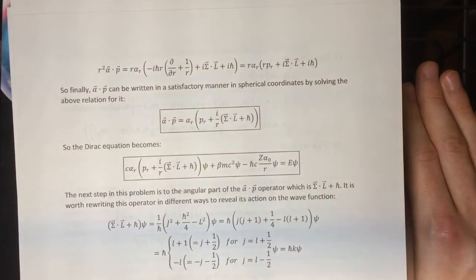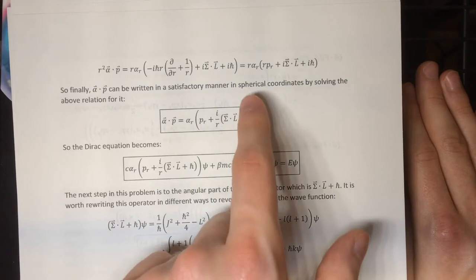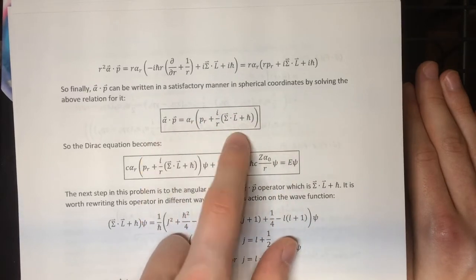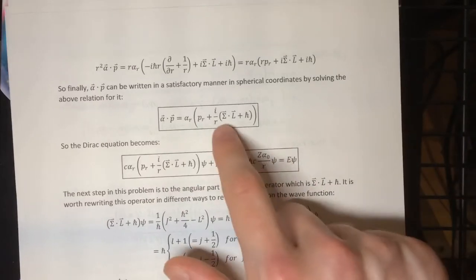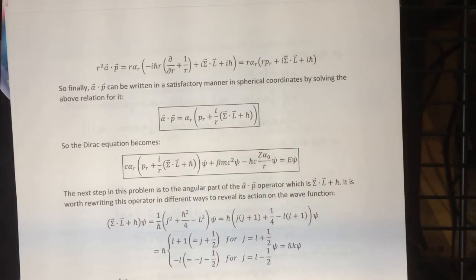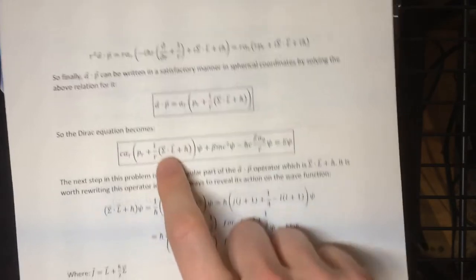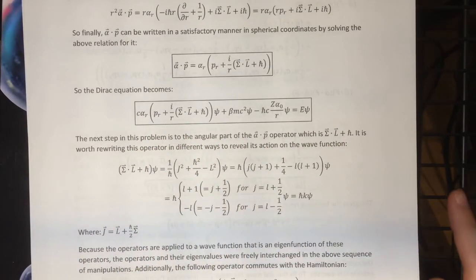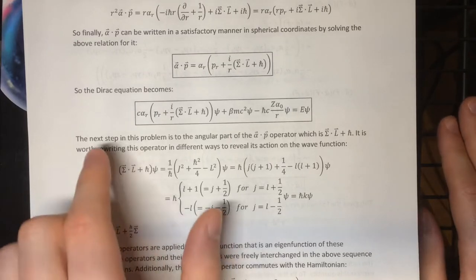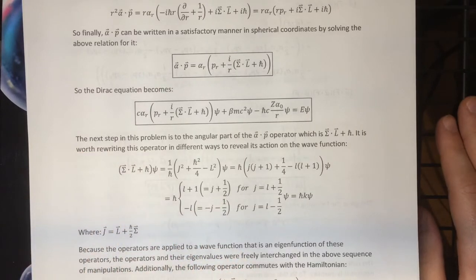Okay, so then, dividing by r squared ultimately gives us this result for alpha dot p in spherical coordinates. So this is the result that we want. That's the result that we need. And then inserting that into the Dirac equation, we get this. Yeah, the Dirac equation I pointed to when I was on the wrong page a minute ago actually was a few steps ahead, and it had eigenvalues replacing the angular part.